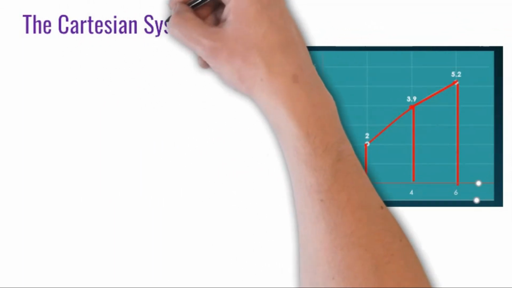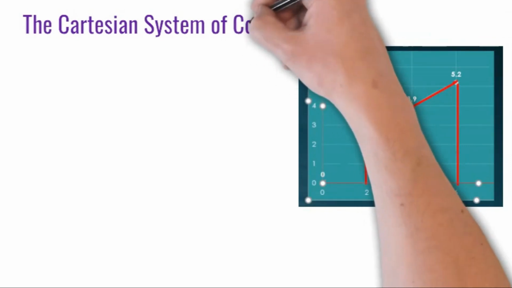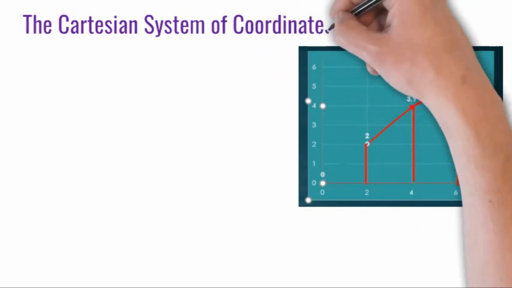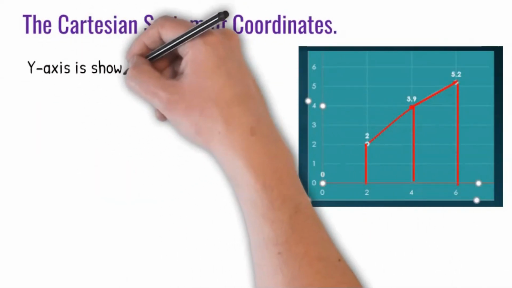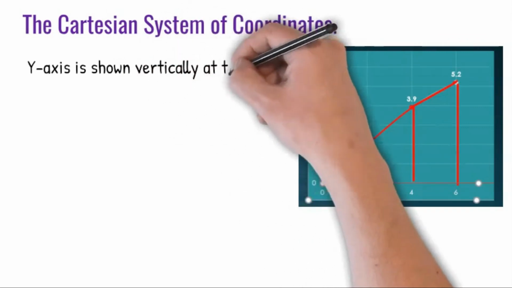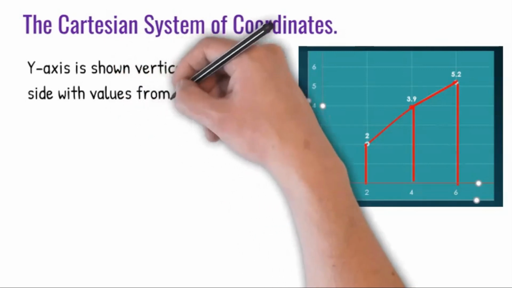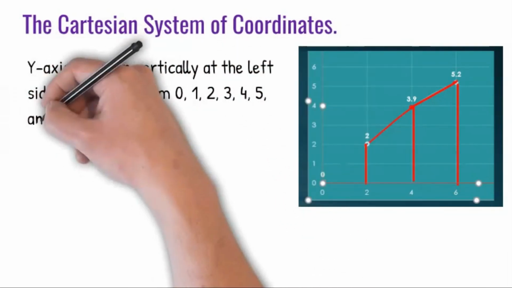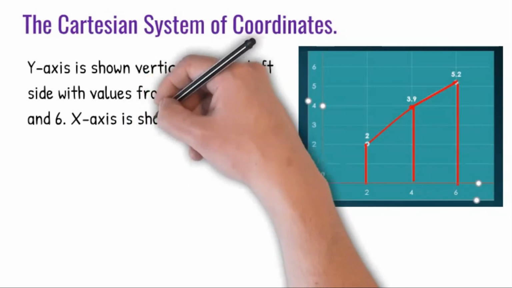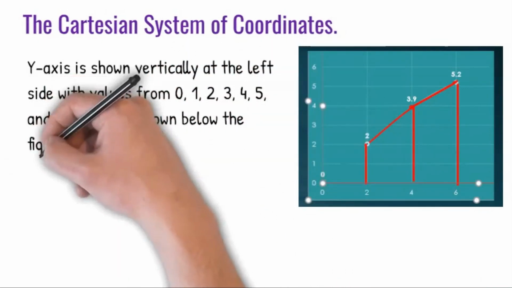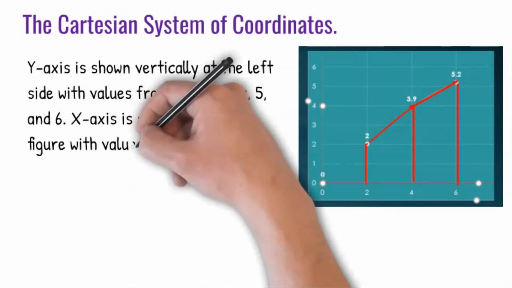The Cartesian system of coordinates. Y-axis is shown vertically at the left side, with values from 0, 1, 2, 3, 4, 5, and 6. X-axis is shown below the figure with values 0, 2, 4, and 6.